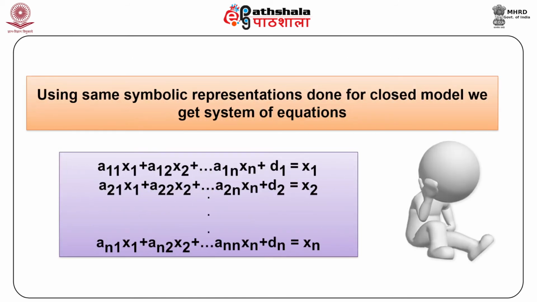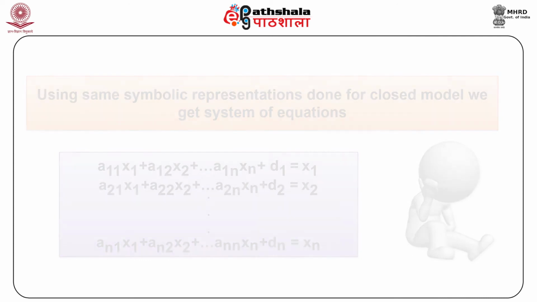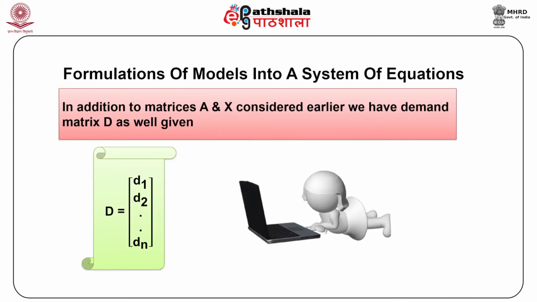Using the same symbolic representations as done for the closed model, we get the system of equations as a11x1 + a12x2 + ... + a1nxn + d1 = x1, a21x1 + a22x2 + ... + a2nxn + d2 = x2, and so on, up to an1x1 + an2x2 + ... + annxn + dn = xn. In addition to matrices A and X as considered earlier, we have the demand matrix D as well, given by D = [d1, d2, ..., dn].